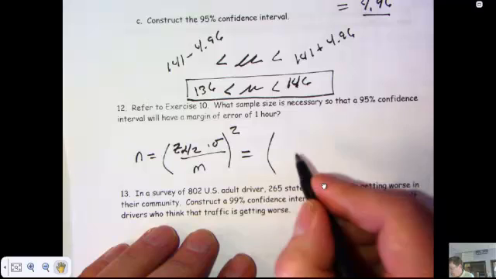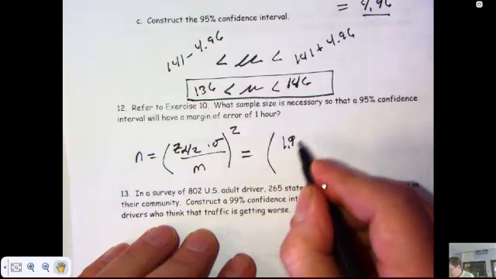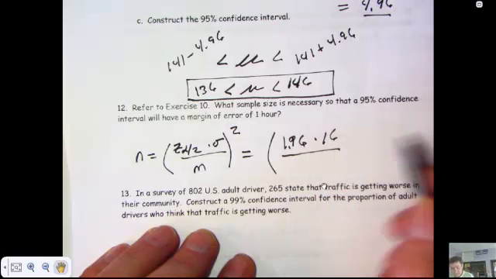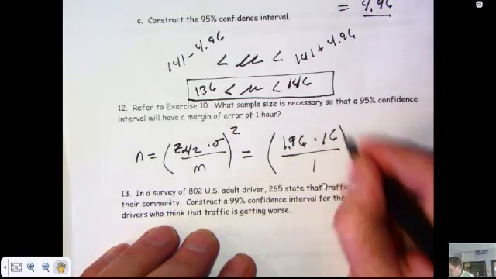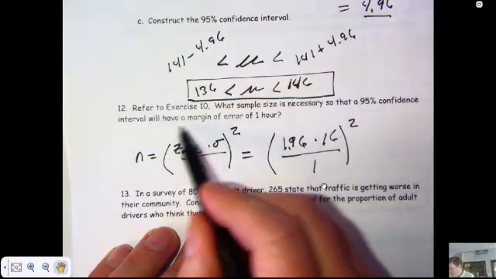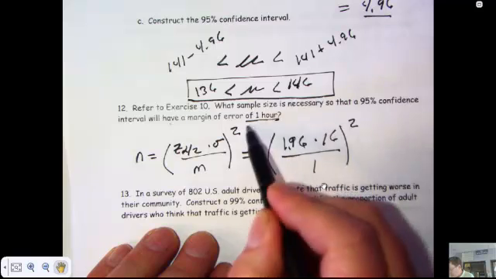z alpha over 2 would be 1.96. Sigma is 16. M is 1. Well, that's a good one. Wait, how'd you get 1? Because it said 1 hour. Okay, a margin of error of 1 hour.